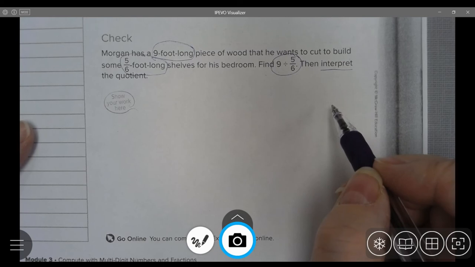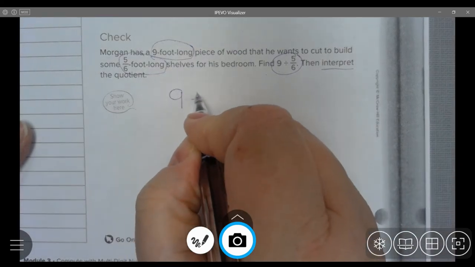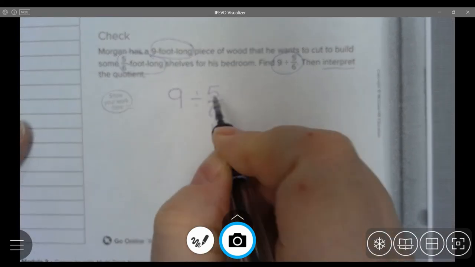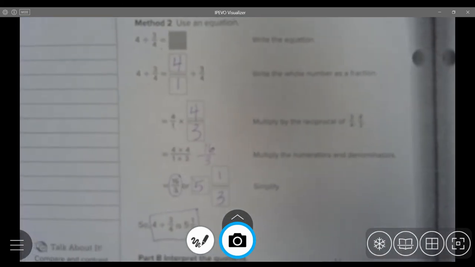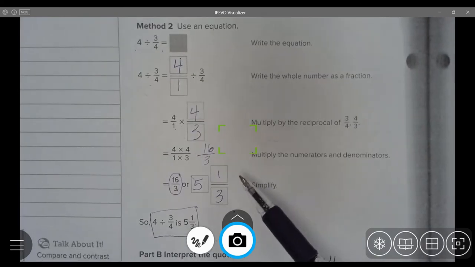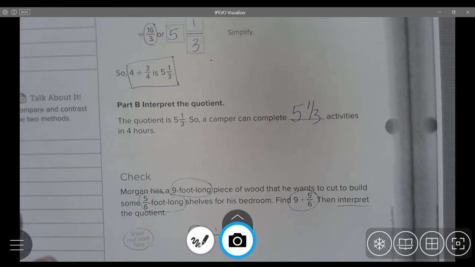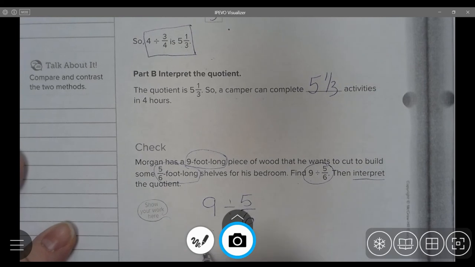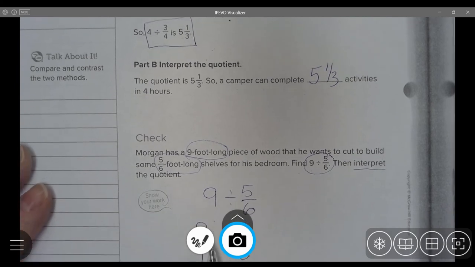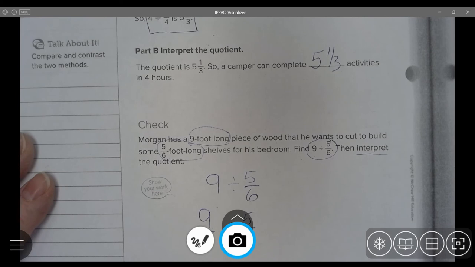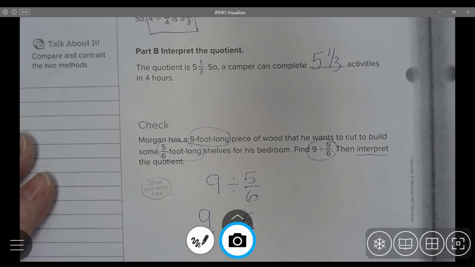So here we go. We have 9 divided by 5/6. And remember our steps. I'm going to use the steps from method 2 that we did up above. If you want to look up above to refer back to it, you're more than welcome to. So I'm going to create 9 over 1 divided by 5/6. So there's my problem, my two fractions. I'm going to leave 9 over 1. I'm going to do the reciprocal, so I'm going to multiply and then flip this over, 6 over 5.